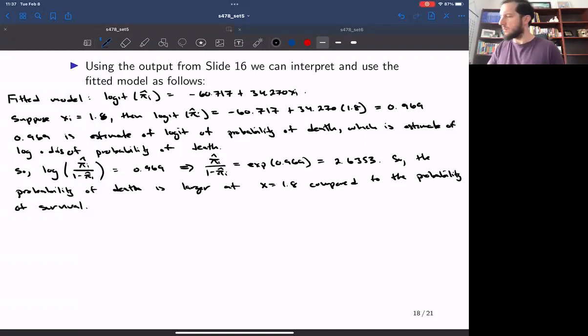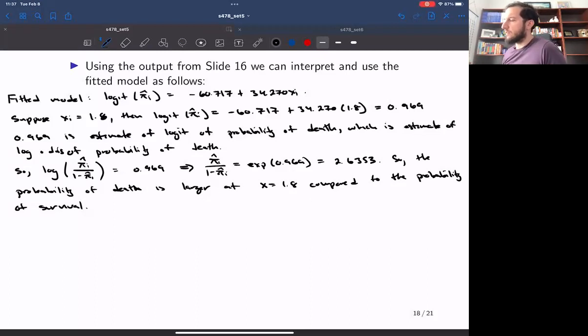Okay, so this would imply, since the odds are greater than 1, this is telling us the probability of success, or the probability that a beetle dies at this dosage level, is greater than the probability it survives. So we basically know that at this particular dosage level, there's a larger chance that the beetle is going to die than survive.